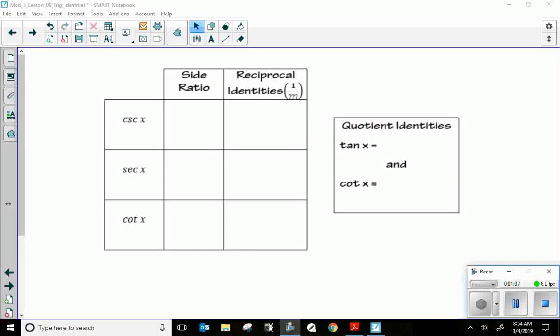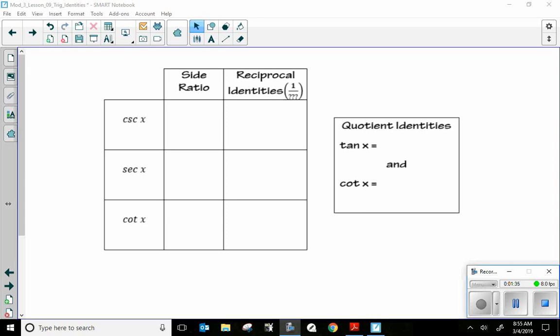So the first thing I want to point out are the reciprocal identities, okay? And you're going to see these quite a bit when it comes to simplifying or changing trig. And you'll understand what that means when we get to a few problems because, like I always say, understanding the explanation is one thing, but being able to apply it is a completely different level, and if you could do that, then you are good to go.